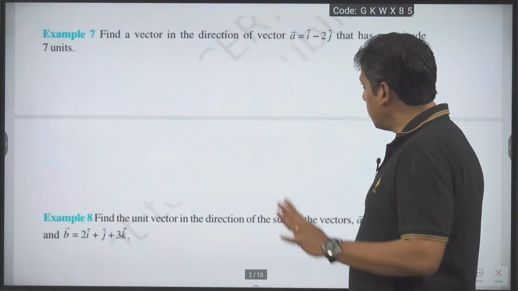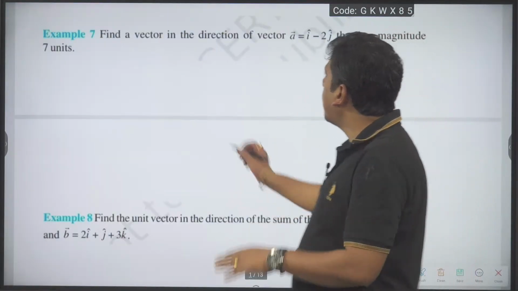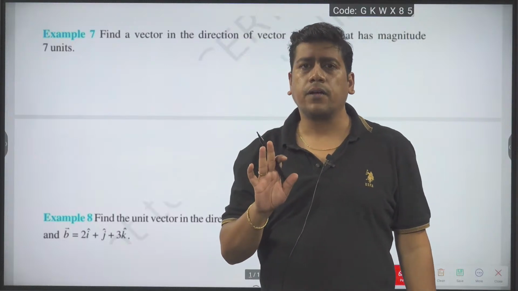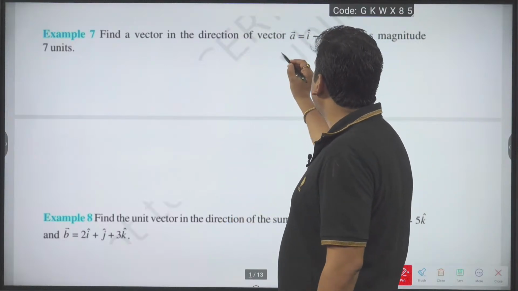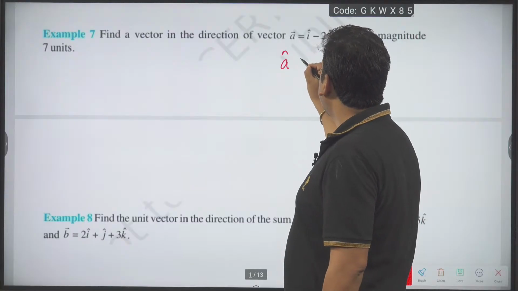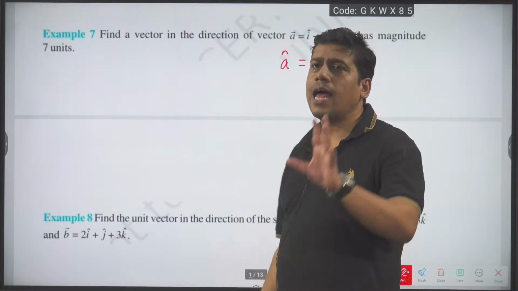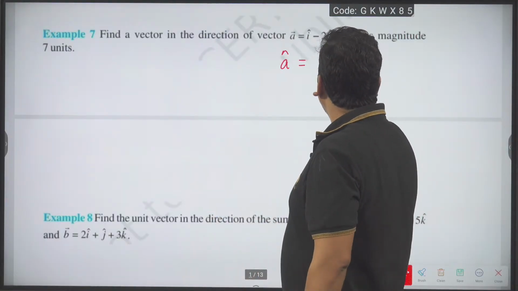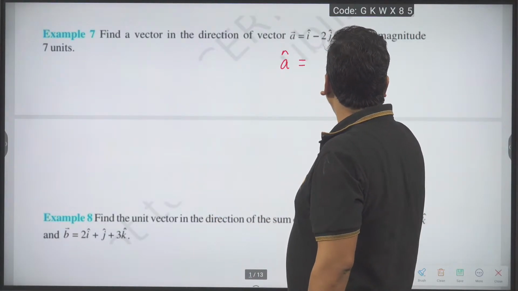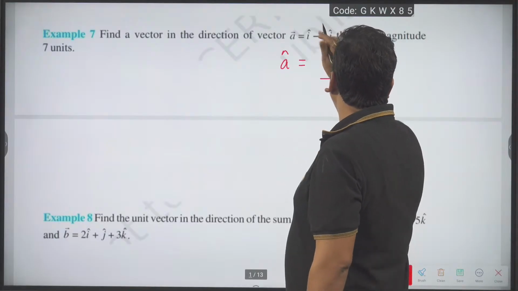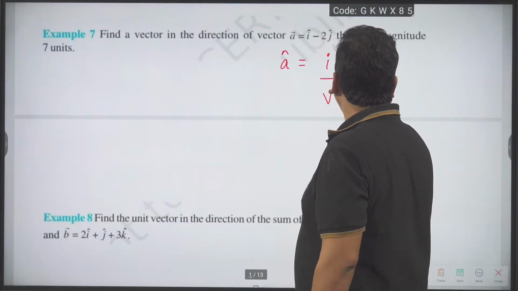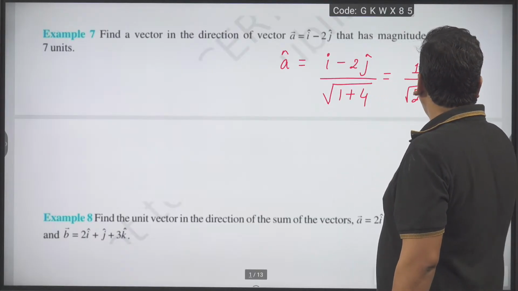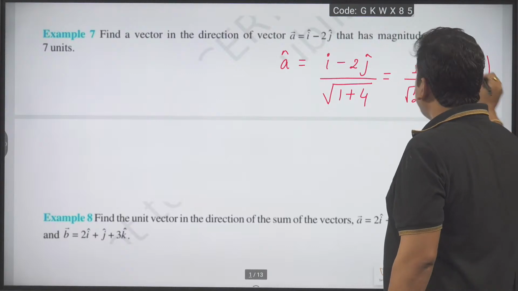See, understand. I want a vector in the direction of this vector, so the direction will be the same. So you find the unit vector in this direction. Find a cap. A cap will have a magnitude of only 1, because unit vector means magnitude is 1. A cap is I cap minus 2j cap, whole divided by its magnitude. Magnitude is under root 1 plus 4, so it becomes 1 by root 5 into I cap minus 2j cap. This is the unit vector.